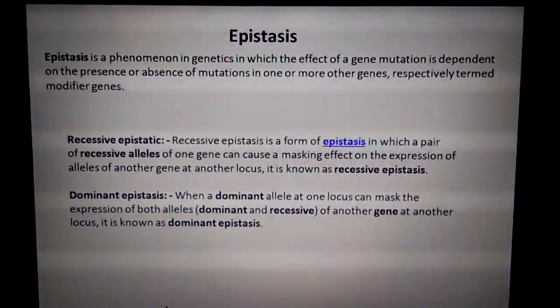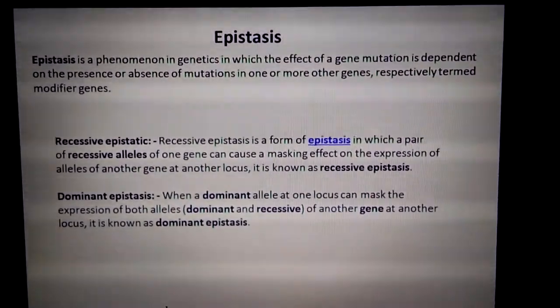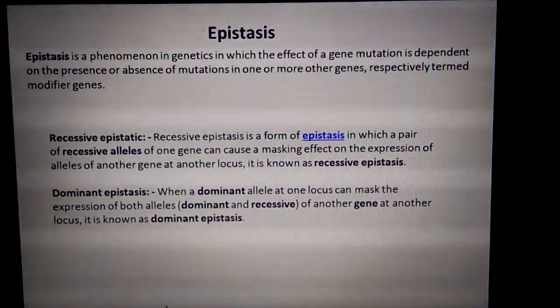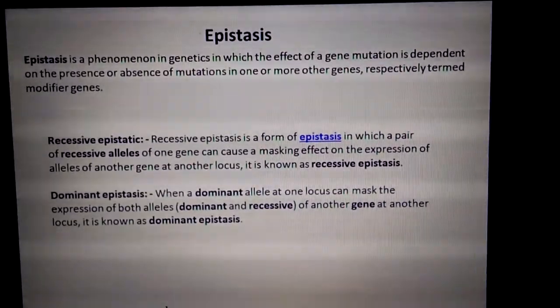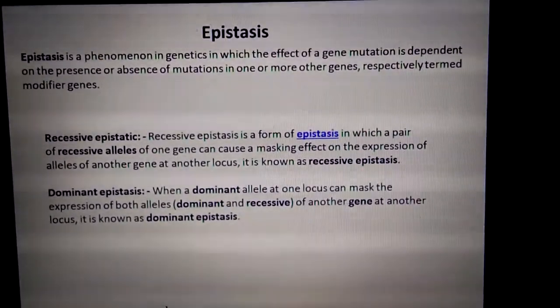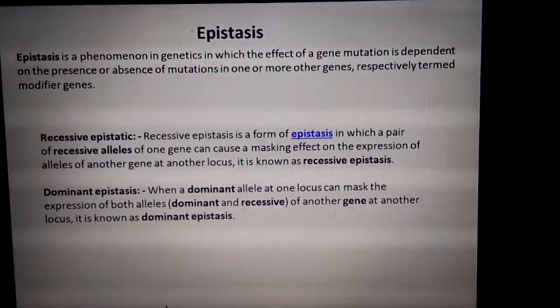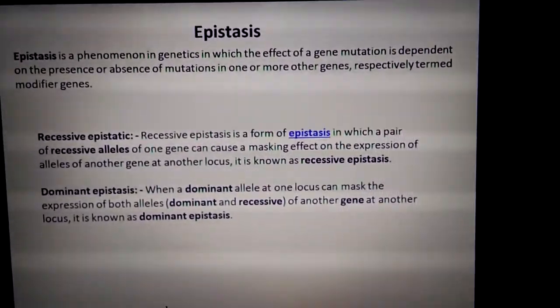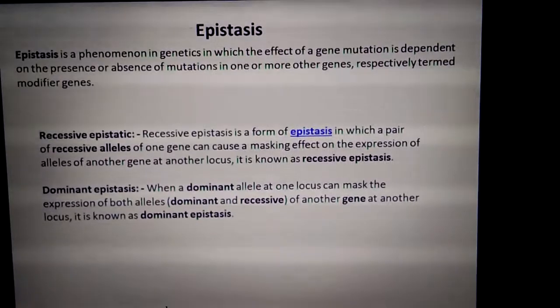Epistasis is a phenomenon in genetics in which the effect of a gene mutation is dependent on the presence or absence of mutation in one or more other genes, respectively termed modifier genes. Alternatively, when a gene for a particular trait is inhibited by another non-allelic gene from expressing the trait, we call the latter the inhibitory gene, and the phenomenon is known as epistasis.